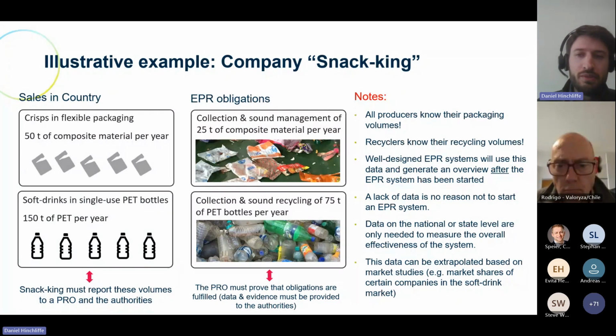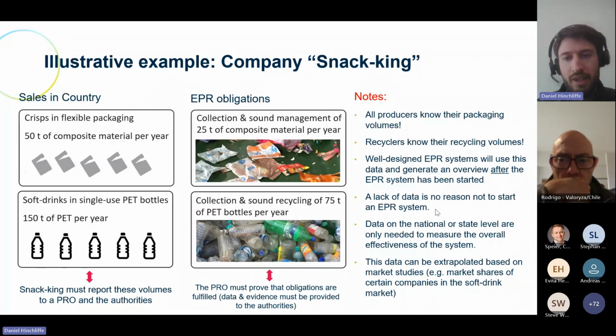So well-designed EPR systems actually set up the databases for a functioning system in that they obligate the different operators in the system to report this data. And then we get this overview of the data that is available in the system after the EPR system has been started. So we really don't need to have this data before we start the EPR system. The EPR system actually generates the data itself. And using this data, we can also then extrapolate to a national or state level.